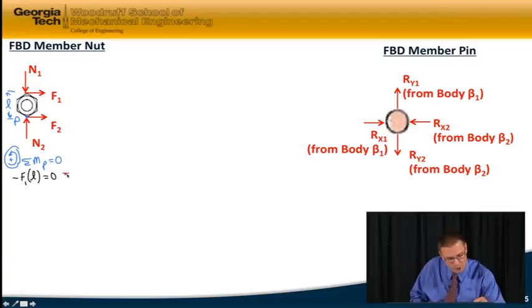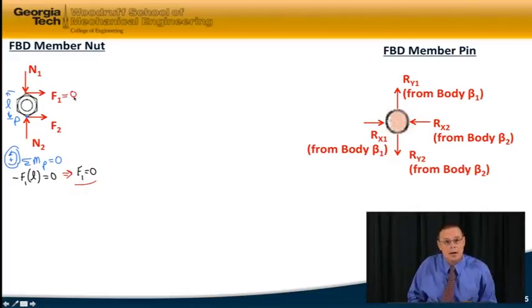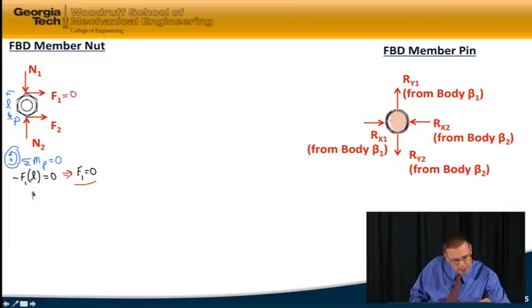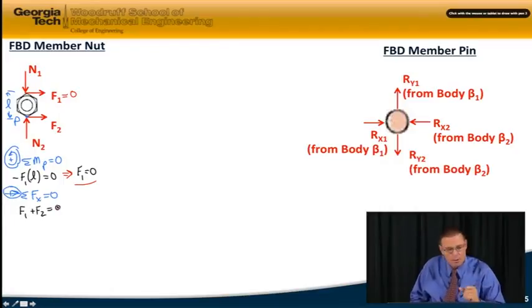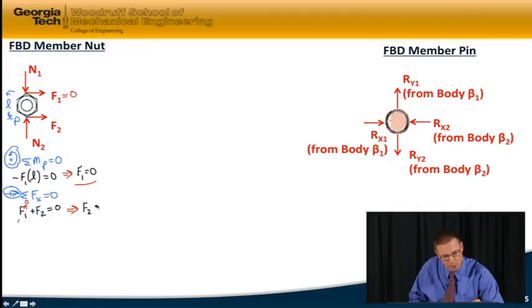From that result, I find that F1 equals 0. Let's write that on our diagram. I can apply another equation of equilibrium. I'll say the sum of the forces in the x direction equals 0. I'll choose to the right positive. I get F1 plus F2 equals 0. But we found F1 itself was equal to 0, and so that tells me that F1 and F2 are both 0.